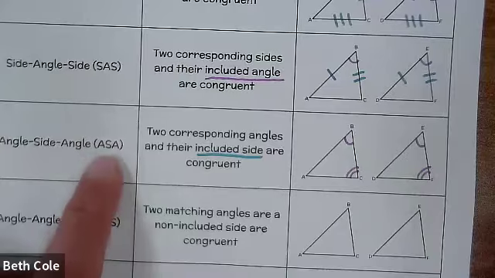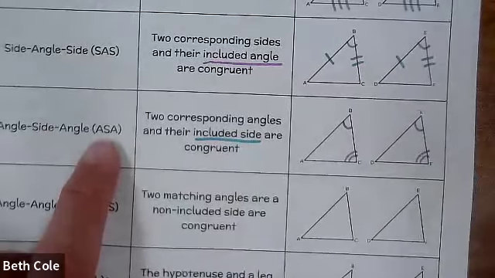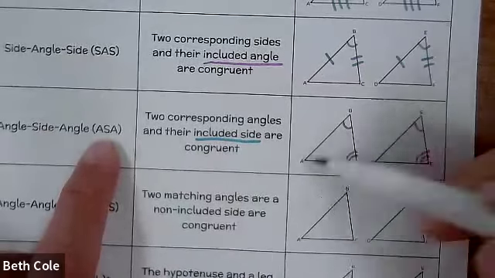2 angles. Now we want the side to be in between them. So a side is 2 letters. I'm looking for you to tell me 2 letters.